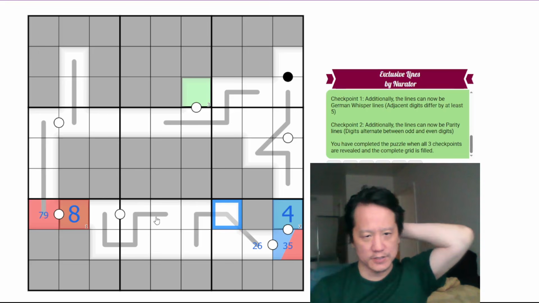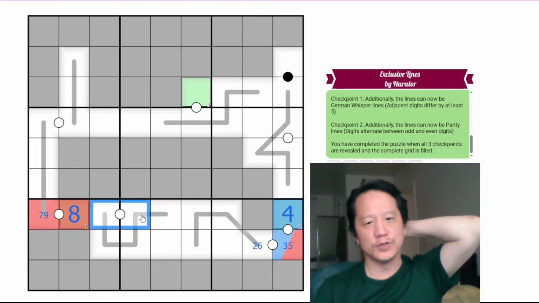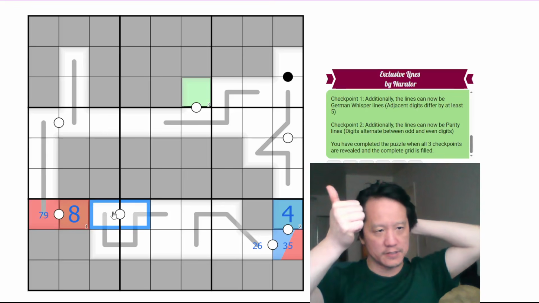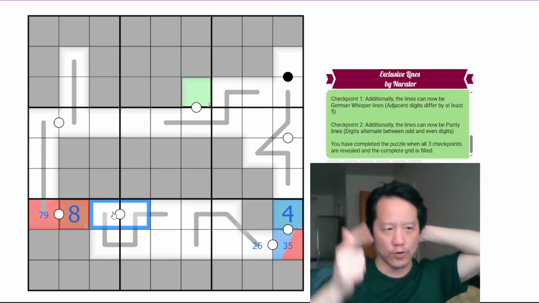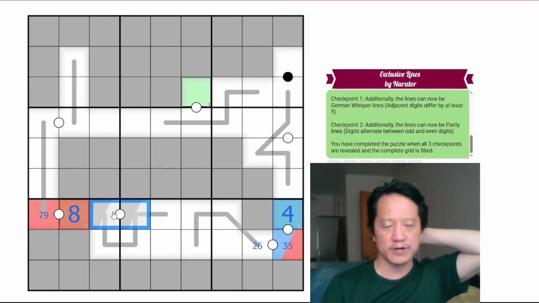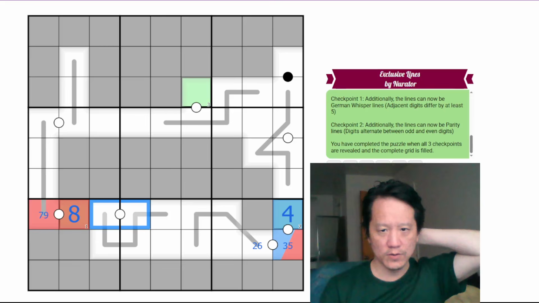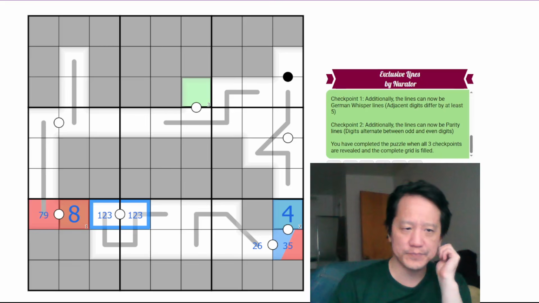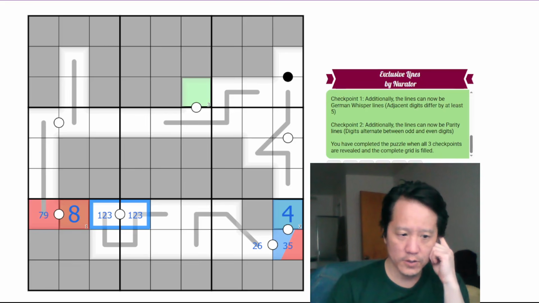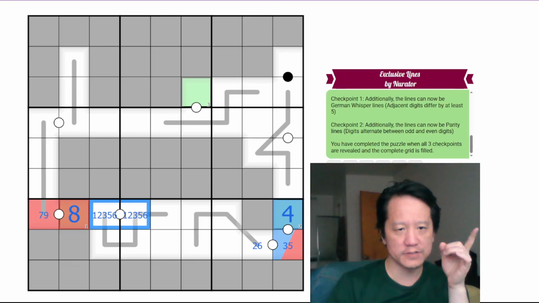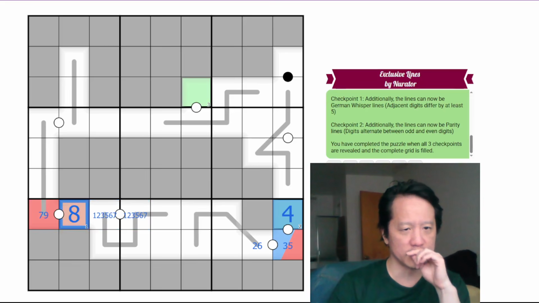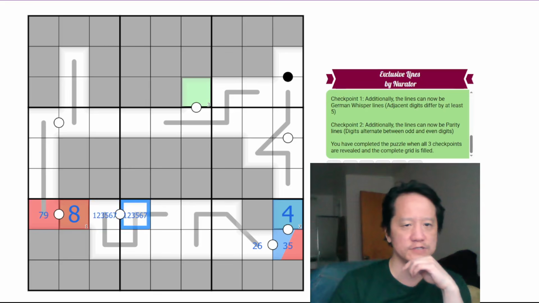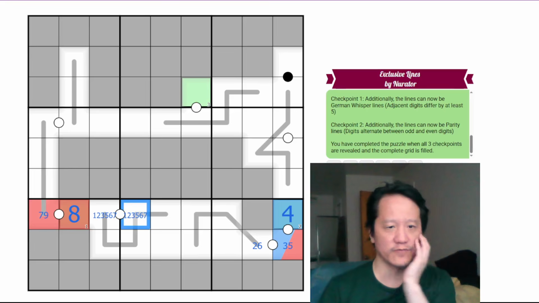These digits are consecutive. So they cannot contain 8 or 4. So we have 1, 2, possibly. This is 1, 2, 2, 3. No 4. It could be 5, 6, 6, 7, and that's it. No, nothing with 8s. So this is 1, 2, 2, 3, 5, 6, or 6, 7.